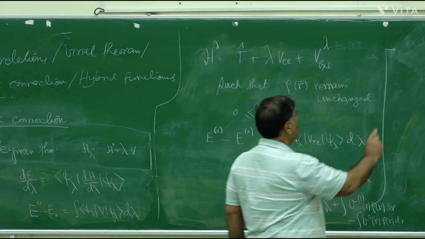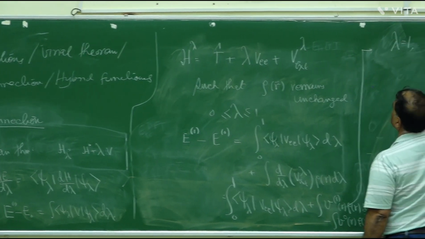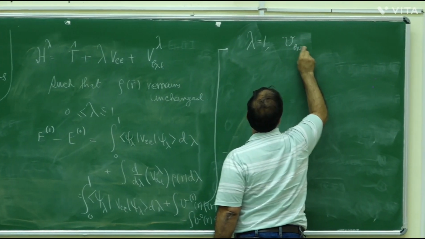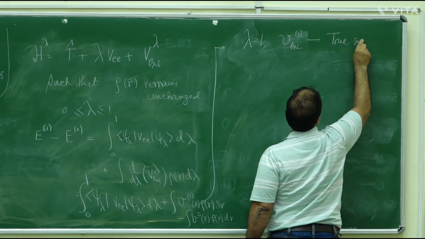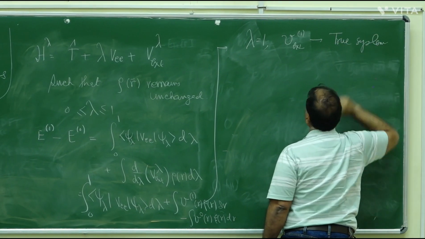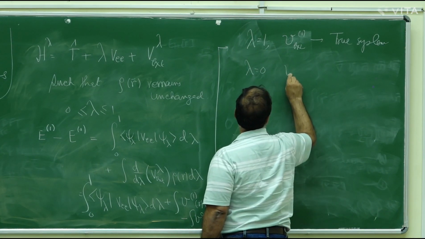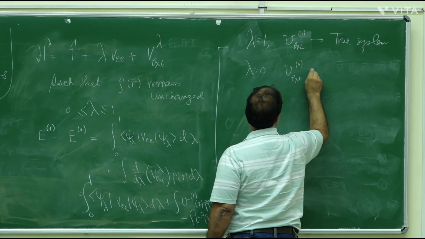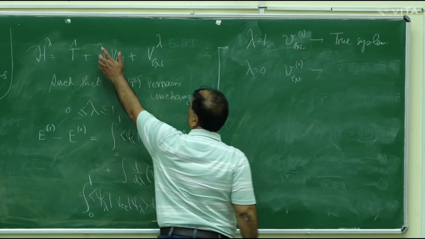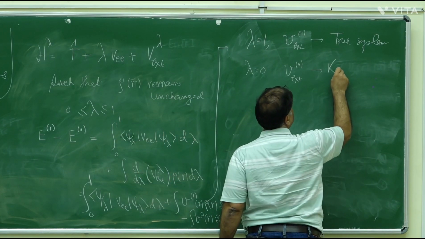Now, when lambda equals 1, the potential becomes V external 1 and this is the true system. And when lambda equals 0, V external becomes V external 0, which is the no interaction, full potential, same density. So this is a Kohn-Sham system.